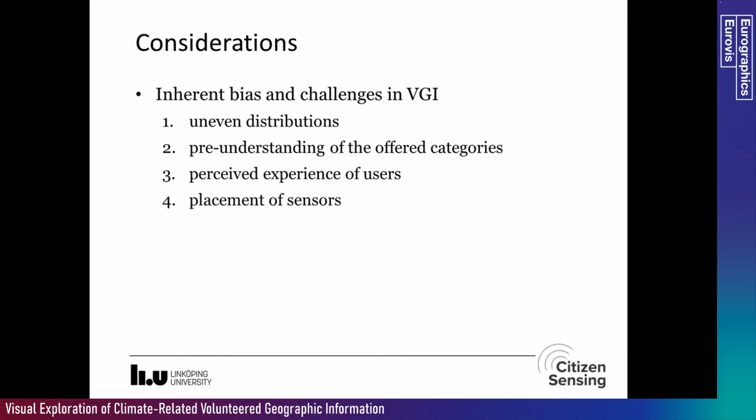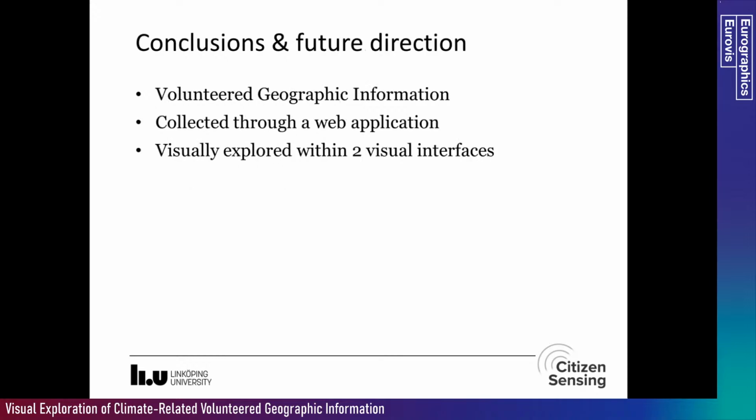Bias can also be observed in the crowdsourced sensor data contributed through the Netatmo weather station, considered in this work, since the placement of the sensor can considerably affect the accuracy of the collected measurements. To conclude, the work presented here has described two approaches for visually exploring and analyzing volunteer climate-related geographic information.